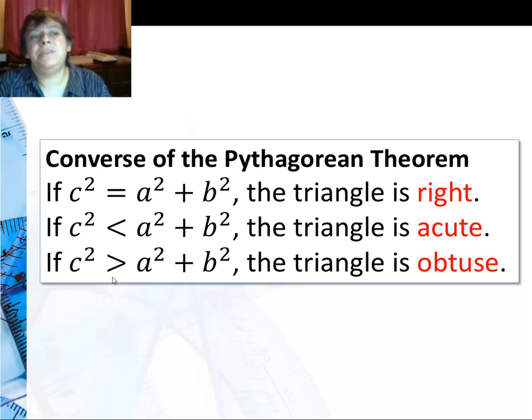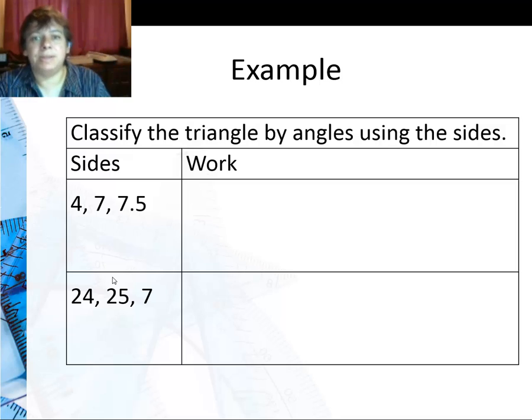This brings us to the converse of the Pythagorean theorem, which says if c squared equals a squared plus b squared, the triangle is a right triangle. If it's less than, the triangle is acute. And if c squared is greater than, or too big, the triangle is obtuse. So we'll apply this in this example.